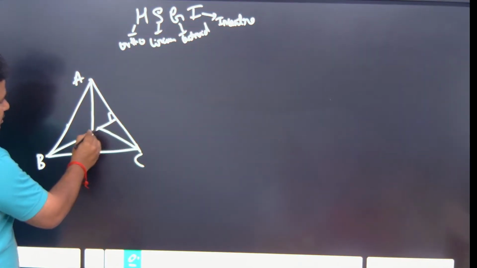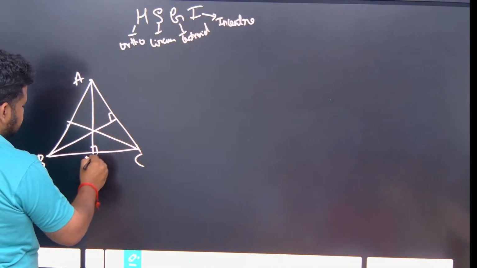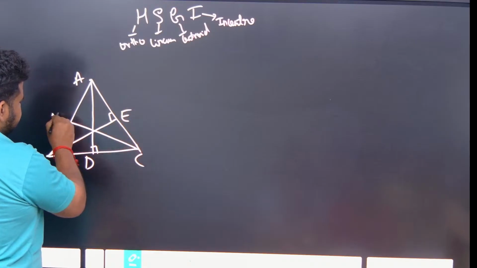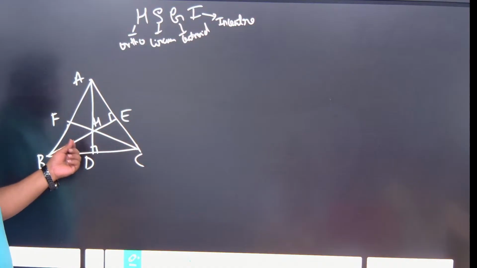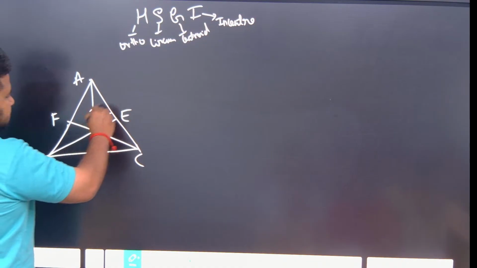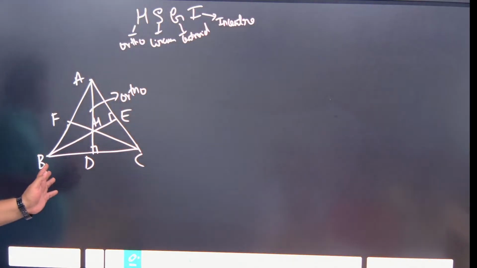So here, if I take this one, see here, this is AD, BE, CF. If you take this, this will be a point. This is H. This point is called the point of intersection of all the altitudes. This is called as what? Orthocenter. Okay, this is orthocenter, the point of intersection of altitudes.